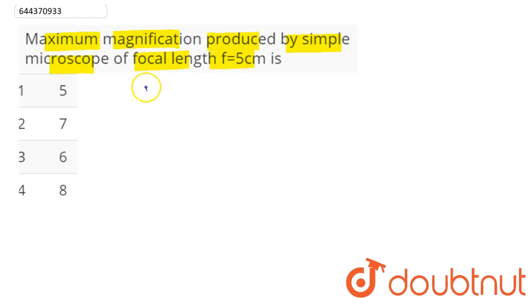Question is maximum magnification produced by a simple microscope of focal length 5 cm is. Hence we can see here maximum magnification of, let's say, simple microscope is given by the formula 1 plus d by f when the image is formed at least distance of distinct vision.